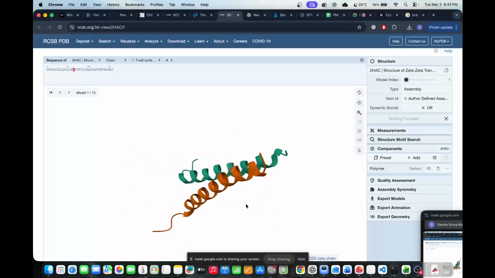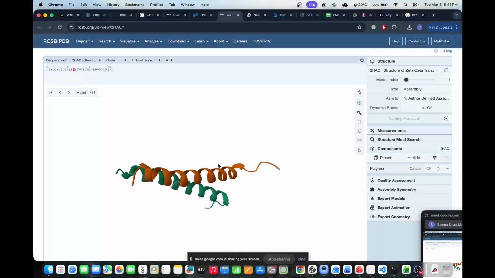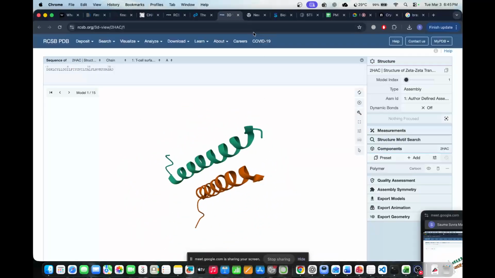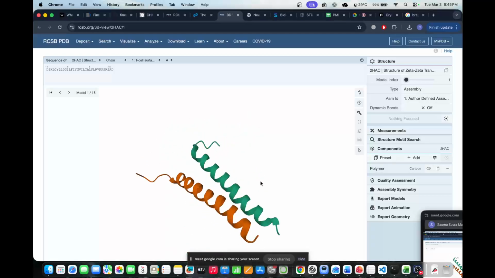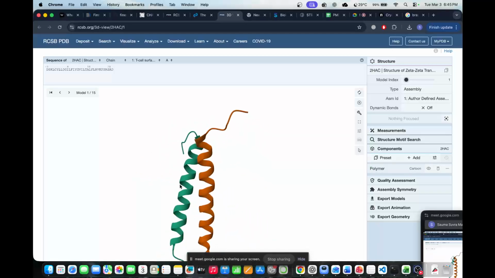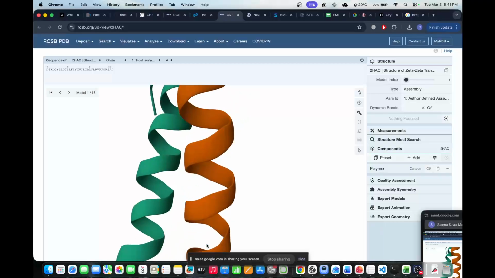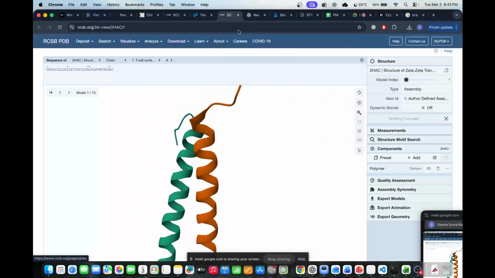Yeah. So if you want to move it around, you can see how the structure looks and so forth. So this looks like a very interesting one, right? You have just two alpha helices, and these are all transmembrane domains. So this region of the protein is embedded inside the membrane. This is not protruding outside.